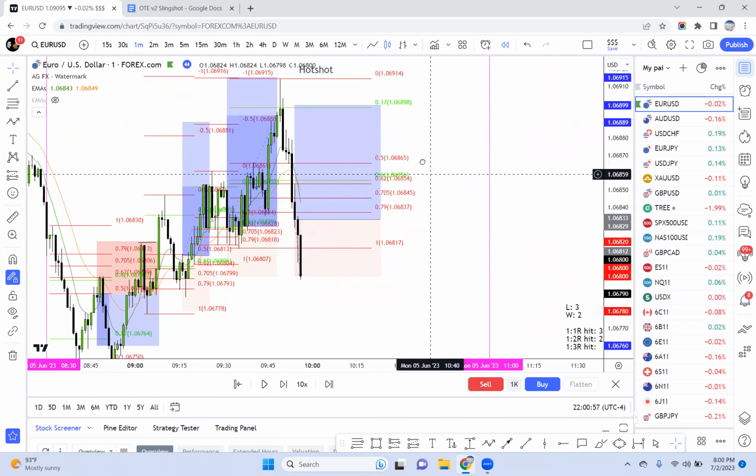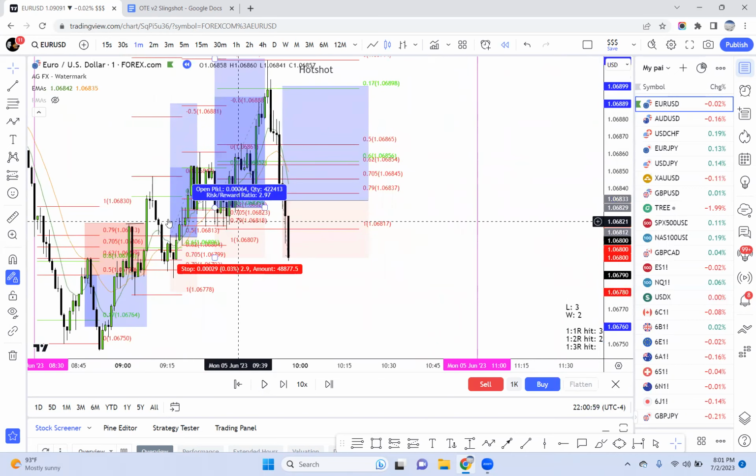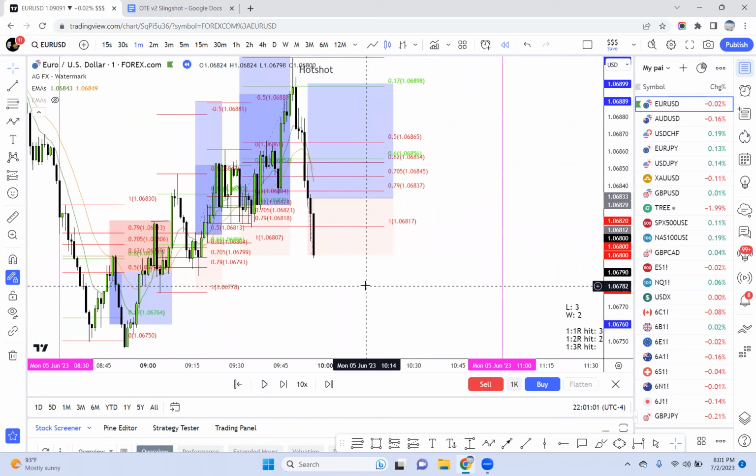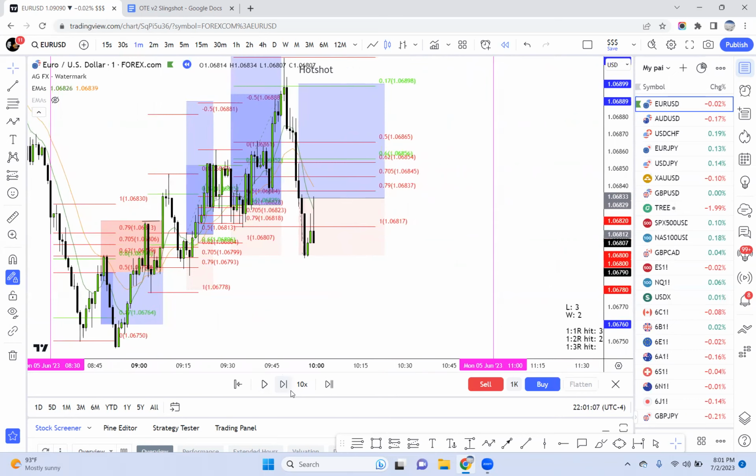3 losses. Usually we'd walk away at this point. After this, we walk away. We would not trade. This is not our setup. We're done for the day, as per our rules.